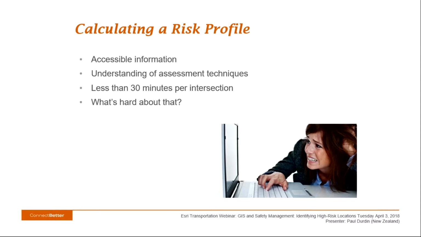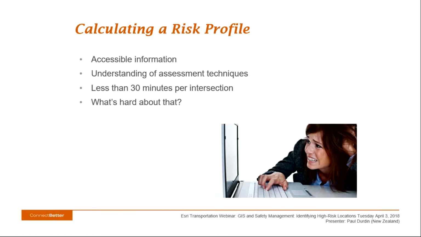In order to calculate the risk profile of an intersection, the information required is intersection type and form, speed limit, traffic flows, and the crash history. Given that this information is readily accessible, it's a relatively straightforward process to calculate the risk profile of any intersection. With a sound understanding of the assessment techniques presented in the High Risk Intersections Guide, in my experience, it takes around 30 minutes to source the necessary data and then calculate both the collective and personal risk profiles of an intersection. So there's nothing too hard about that, right?